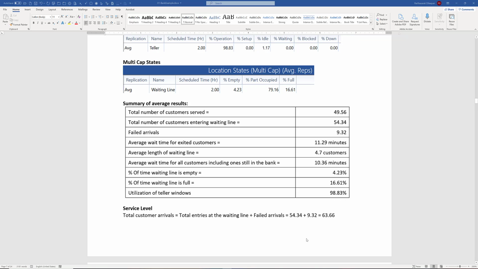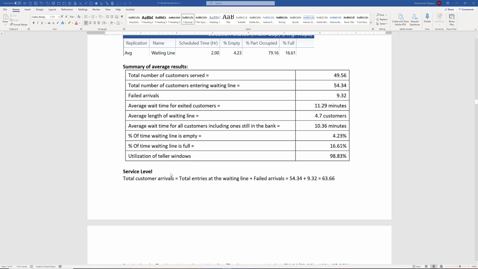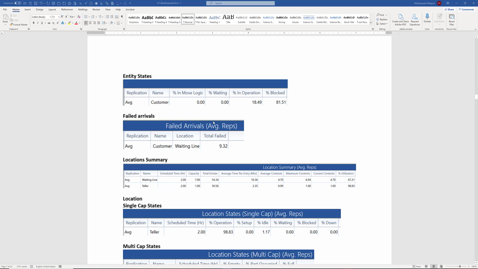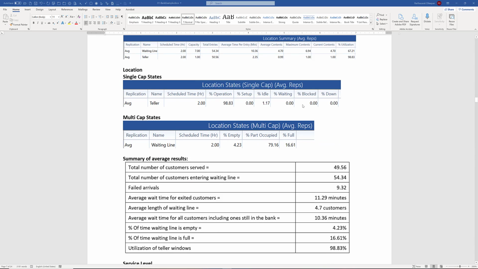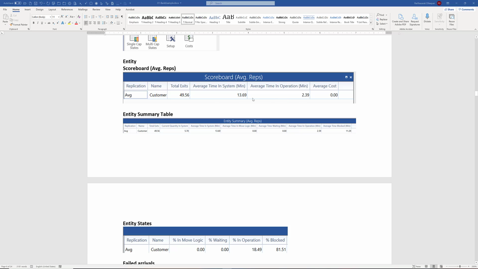So we can compute service level by dividing the actual number of people who entered by the total number of customers who arrived. So that would be 85.36%. Now average waiting time for customers who have been served, who've exited the system. Okay, so you can look at that. If you look at entity state, you see that 81.51% of the time they were blocked, which means they were waiting.